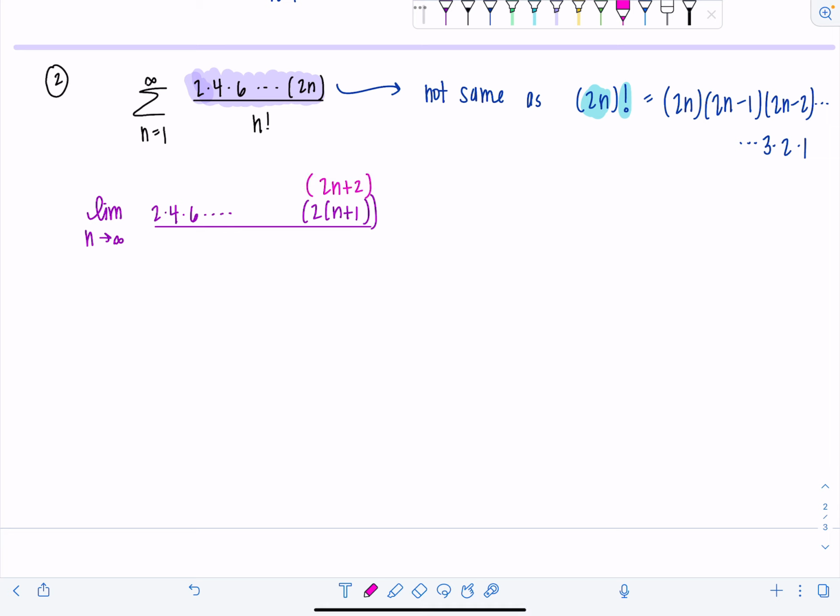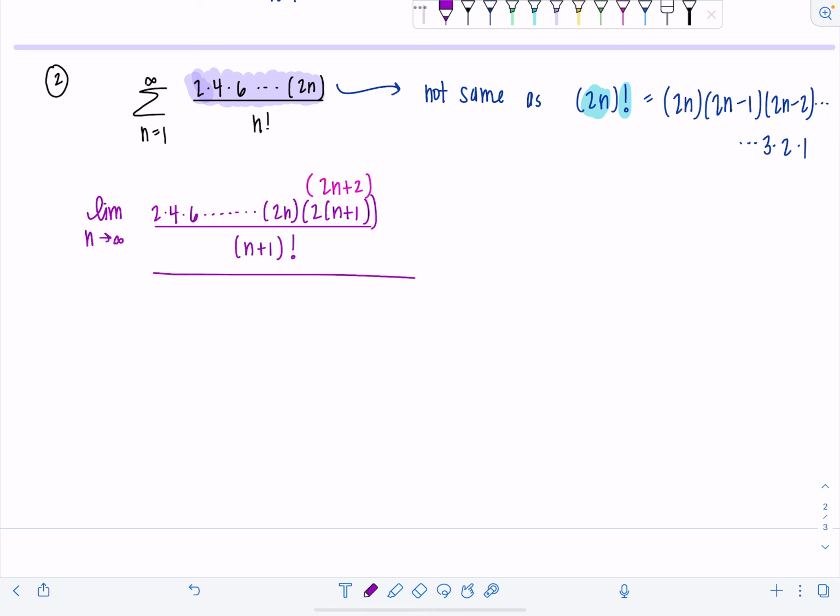So what's the next even integer below 2n plus 2? Notice how even integers are always spaced 2 apart. So the even integer that comes before 2n plus 2 would just be 2n, and then everything else that we've listed. And then in the denominator, we've got n plus 1 factorial. So that's a sub n plus 1.